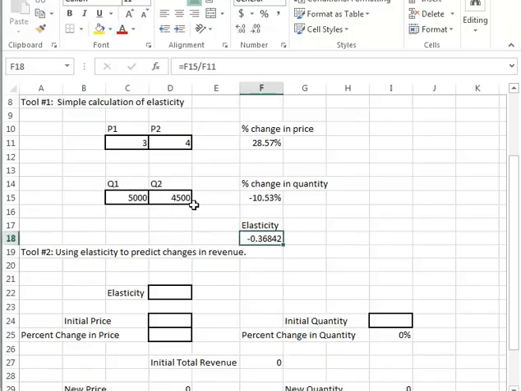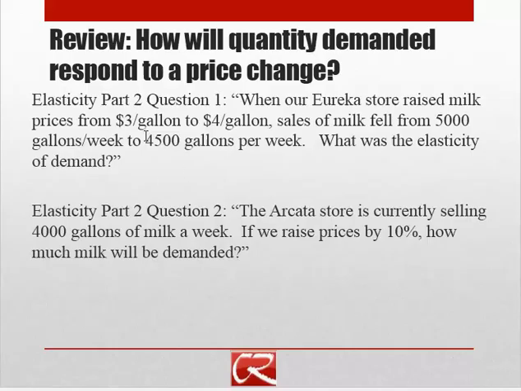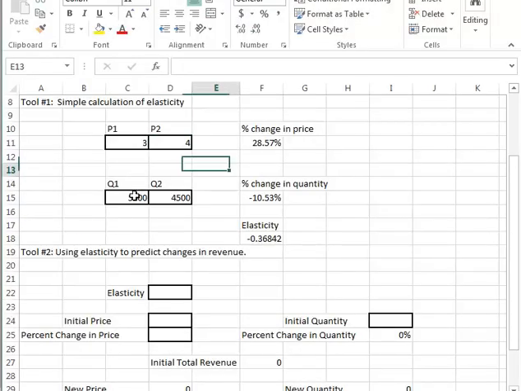And I've built myself a little Excel tool here where I'm punching in P1 and Q1 and P2 and Q2, and in my data over here I'm having prices start at $3 a gallon and then rise to $4 a gallon, so that's P1 and P2 respectively. Quantity starts at 5,000 gallons and then falls to 4,500 gallons. So Q1 and Q2 are 5,000 and 4,500 respectively.